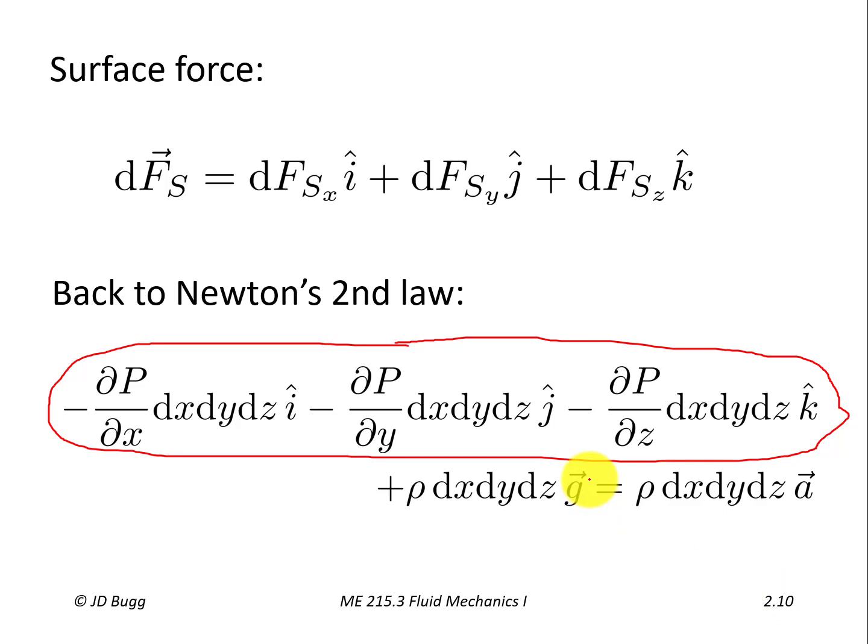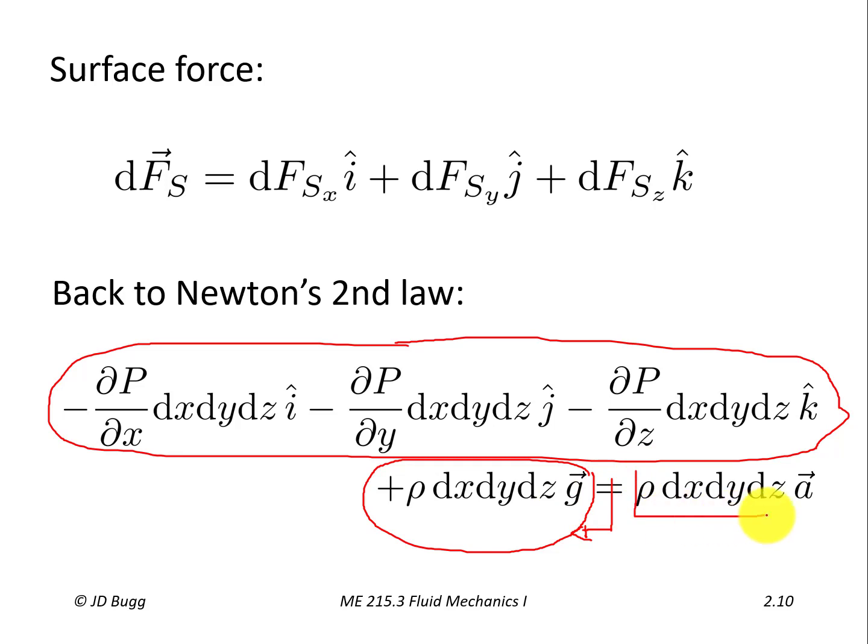We add to that the body force that we talked about a moment ago. This is the mass of the fluid in our control volume multiplied by G. Everything on the left-hand side of the equation here, remember, is a force acting on our differential element: the surface forces in the first line, and the body forces in the second line. All of that has to equal the mass times the acceleration.